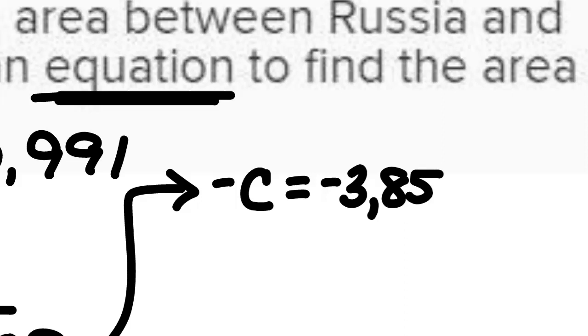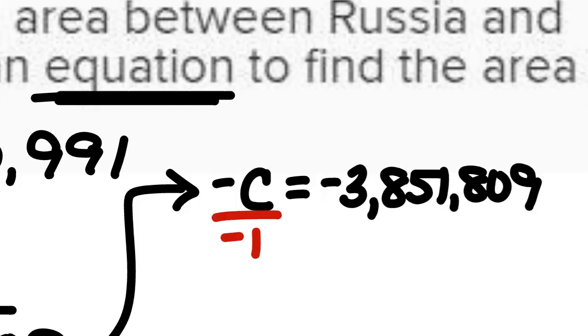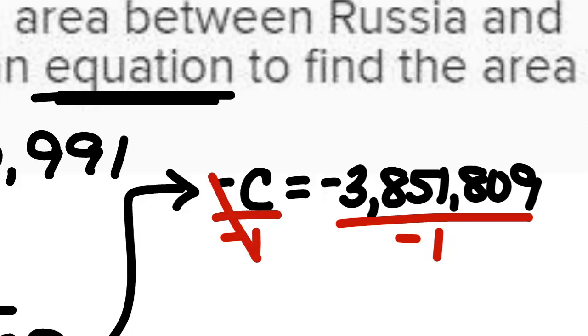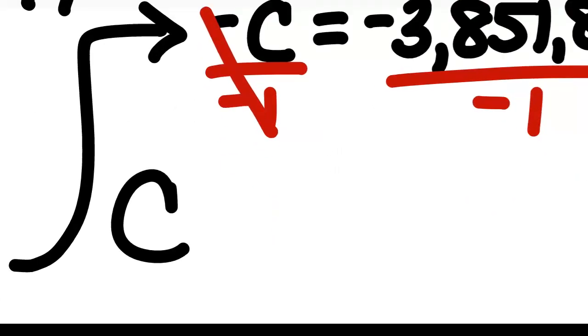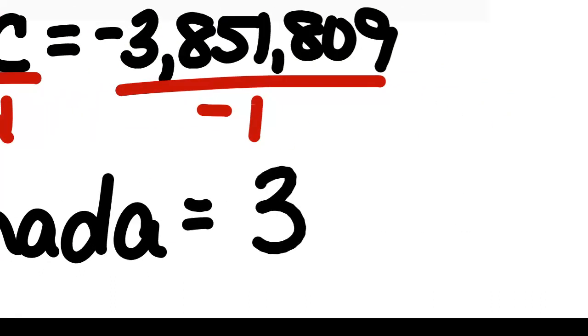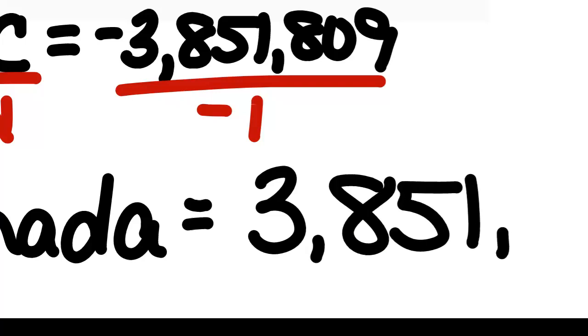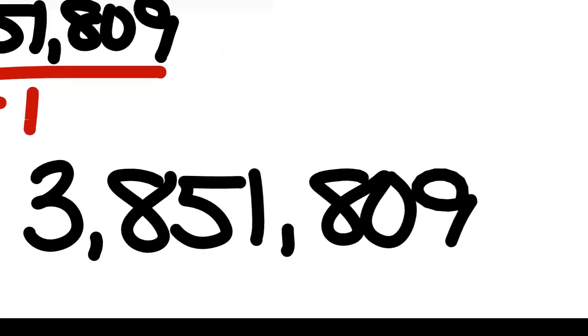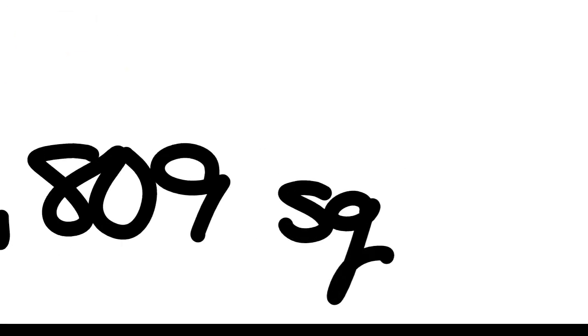All right, so I'm going to bring my work over here. I have negative C equals negative 3,851,809. How do I get rid of the negative in front of C? Divide both sides by -1, just like we did in the problem up above. I'm going to divide both sides by -1, and so we get that Canada is equal to a positive 3,851,809 square miles.